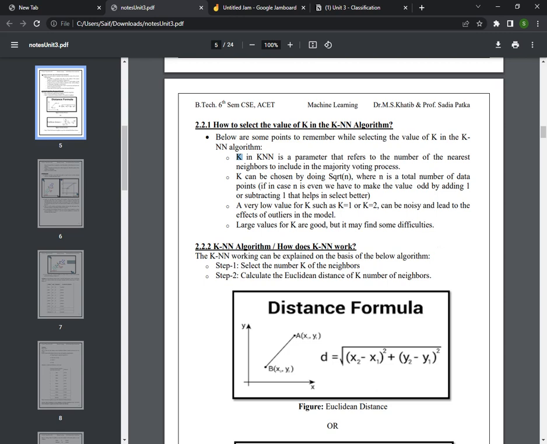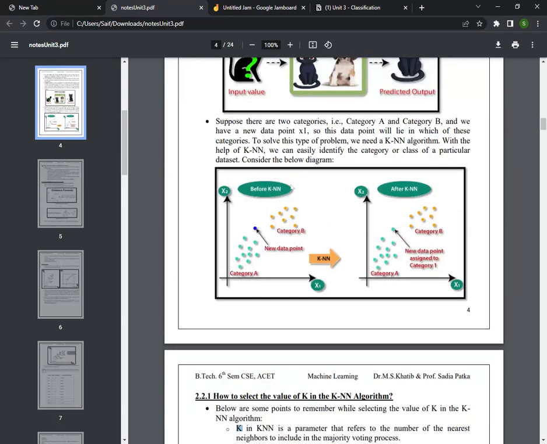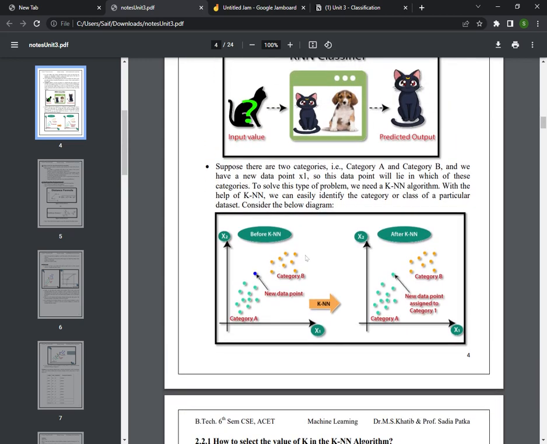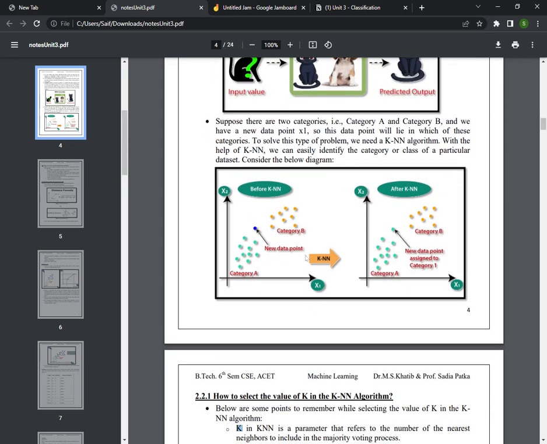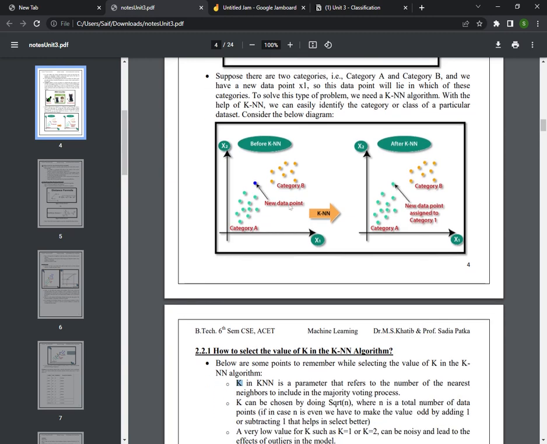data points. In a plot like this, we calculate the number n, and then we take the square root of this n. But there is one condition: if n is even, we either add 1 to n or subtract 1 from n, so that n becomes an odd number, and then we can take the square root of the number.